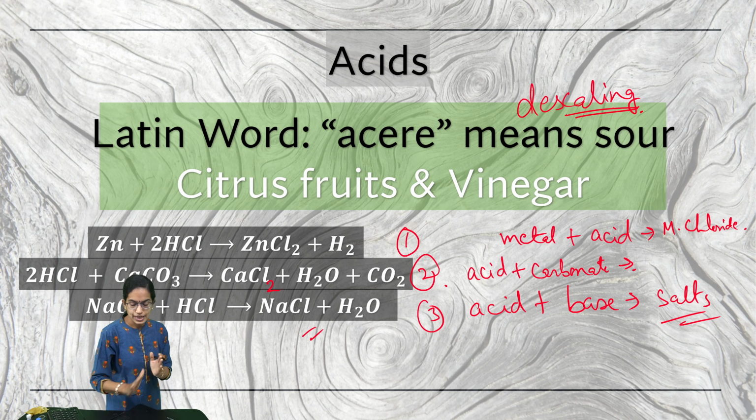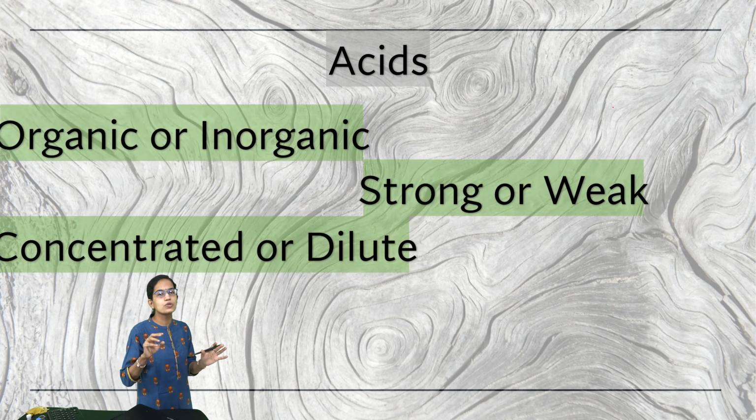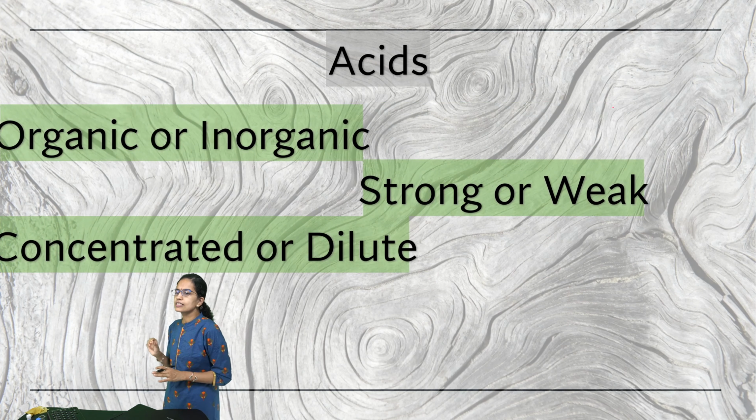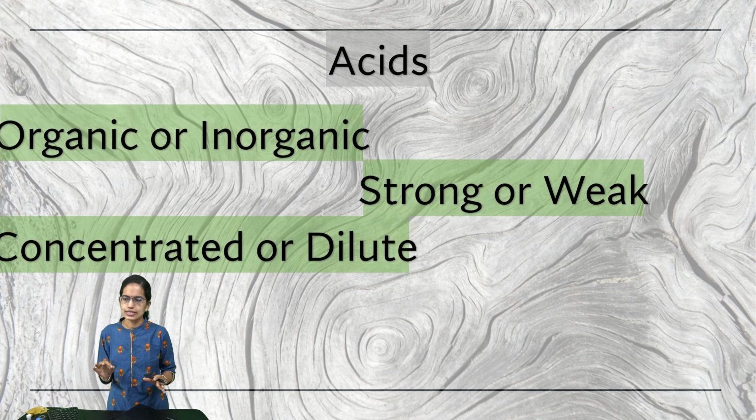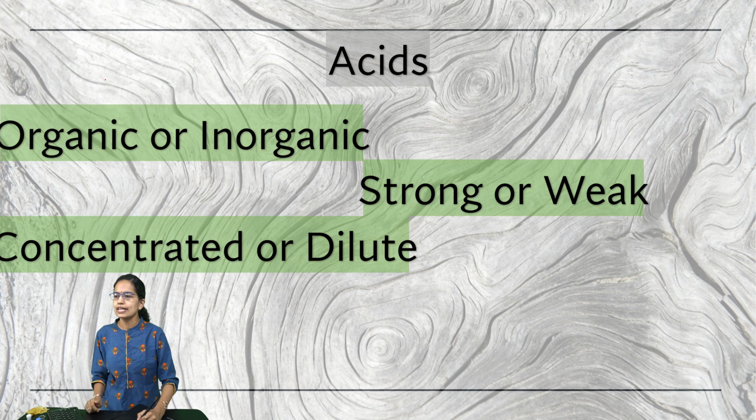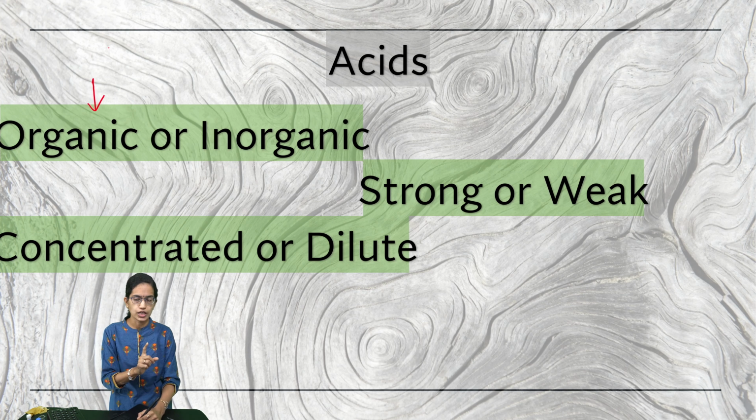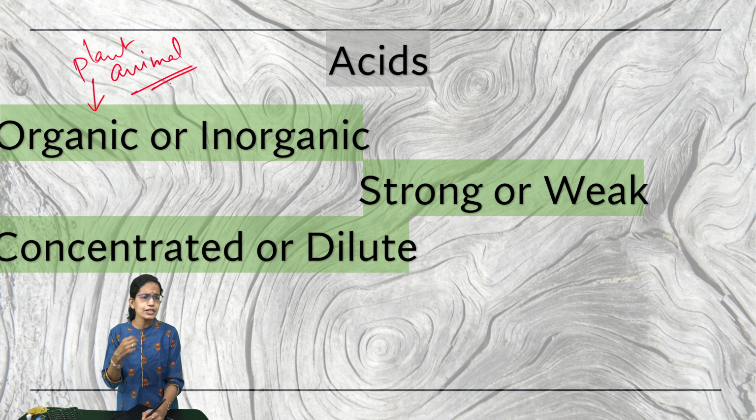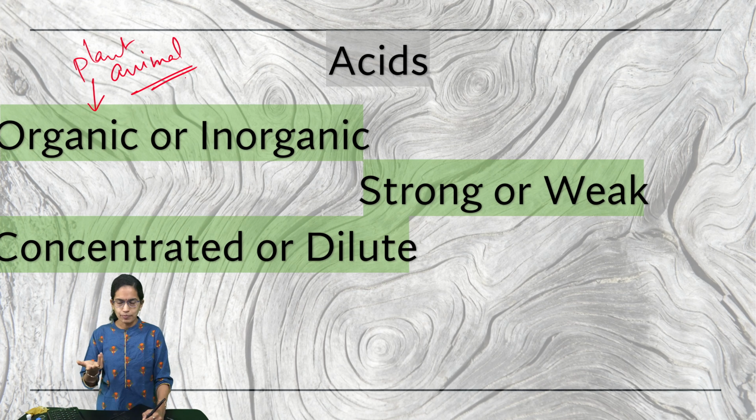We say that acids can be classified into various categories. One is organic acid and inorganic acid. The next is strong and weak, and concentrated and diluted. Organic acids are those acids which are found naturally. They can be from plants, they can be from animals. I talked to you about formic acid from animals, from an insect bite. In plants, we have tartaric acid. This is from tamarind.